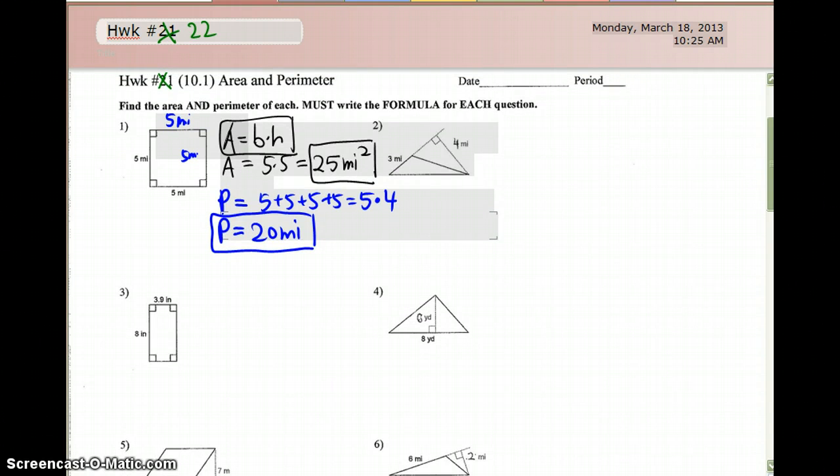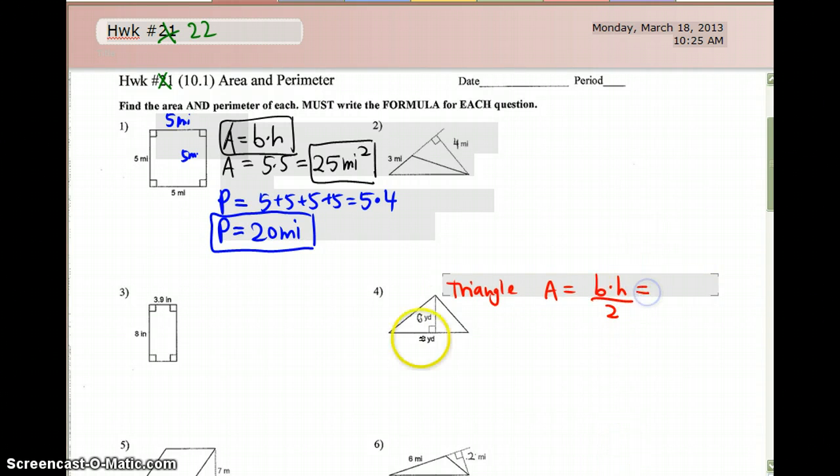I'm going to actually skip to number 4. Number 4 here, I have a triangle, and the area formula for a triangle would be the base times the height, but I want to cut that in half because it's half of a rectangle.